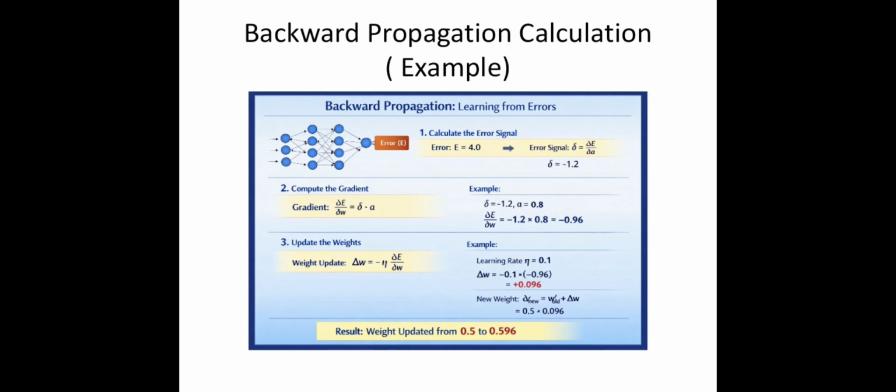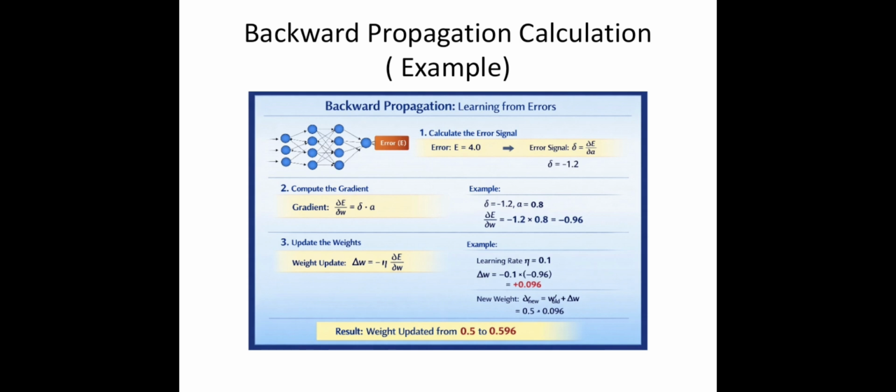So, this is one example. First step, calculate the error signal. We start by computing the error between the predicted output and the actual target. Suppose the error is 4.0. The error signal is denoted delta. Delta is the derivative of the error with respect to the activation. In this example, delta equals negative 1.2.